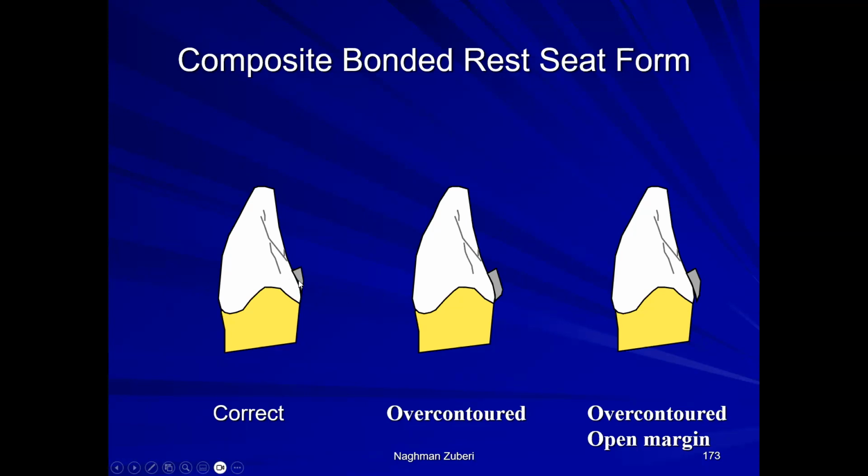This is the correct way of adding the composite and making the rest seat area. This is over contoured. If it is over contoured, it is going to accumulate a lot of plaque, which will definitely lead towards periodontal problems. And check that there should not be any gap between the composite and the tooth. If there is, it will be over contoured and a lot of food is going to accumulate, creating two problems: it may lead towards caries as well as periodontal problems.